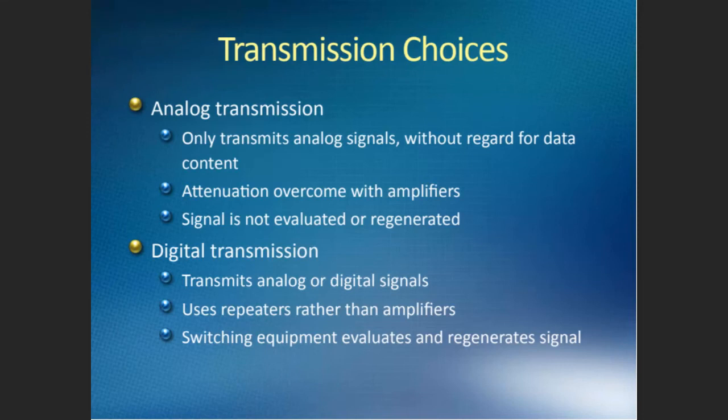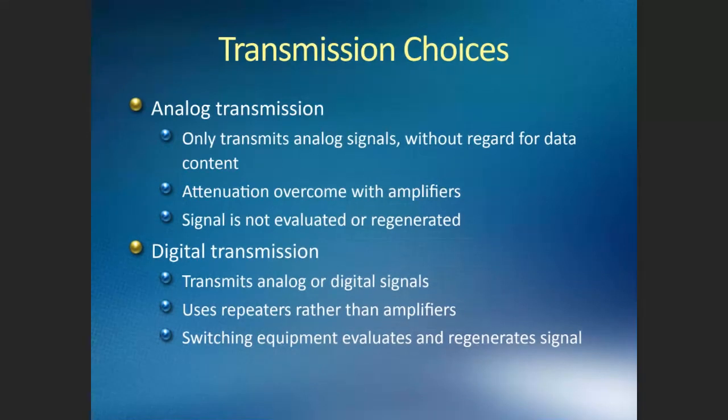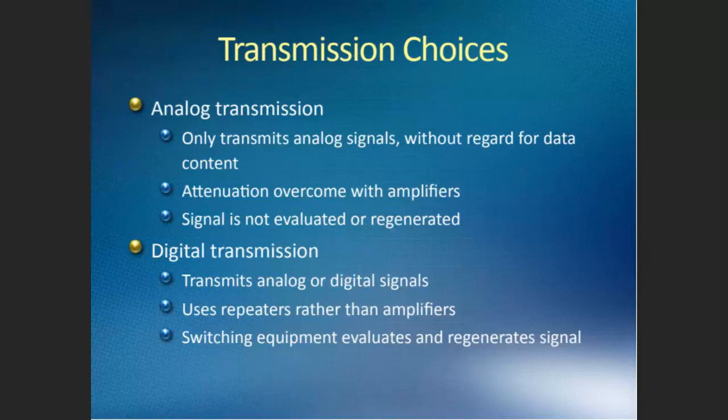So here, transmission choices. We have analog transmission. What are the characteristics? Again, we are repeating. It only transmits analog signals without regard for data content. It does not recognize what's inside the wire. You cannot deal with it. The analog signal is just traveling. You cannot control, you cannot protect the security, you cannot compress.